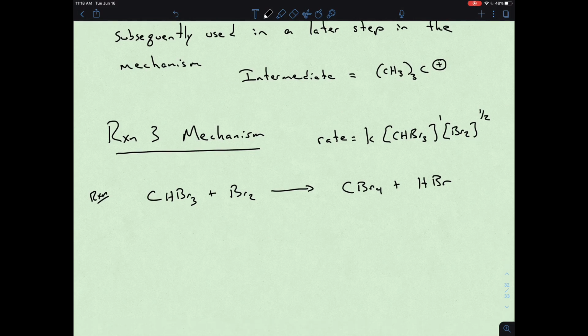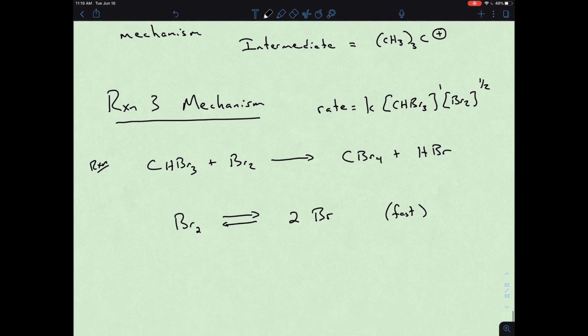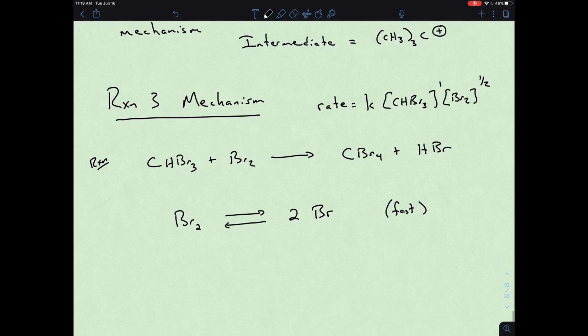And so for our mechanism, we have our first step with bromine splitting into two bromine atoms. This is a step that is fast. Notice that we have something new here with the arrows. We have a forward direction and we have a backwards direction.